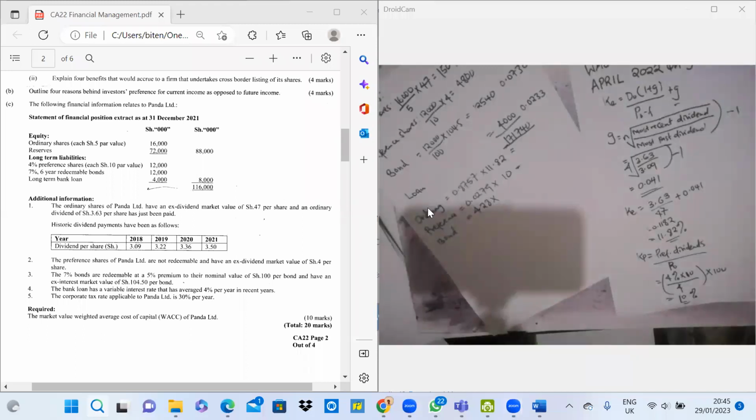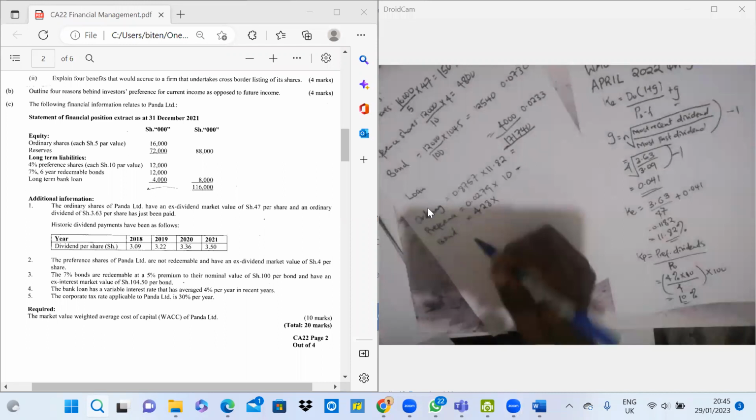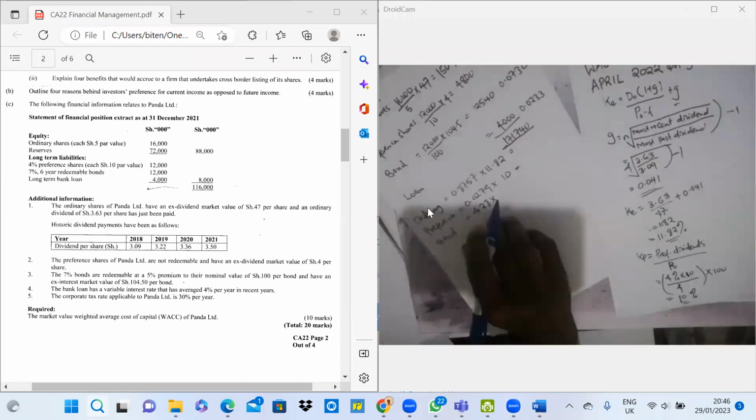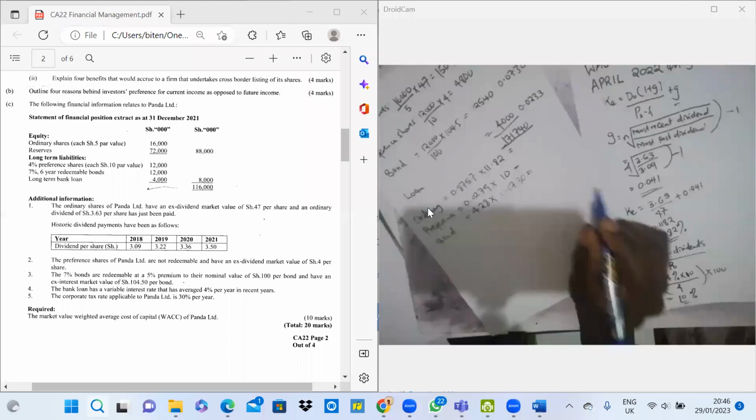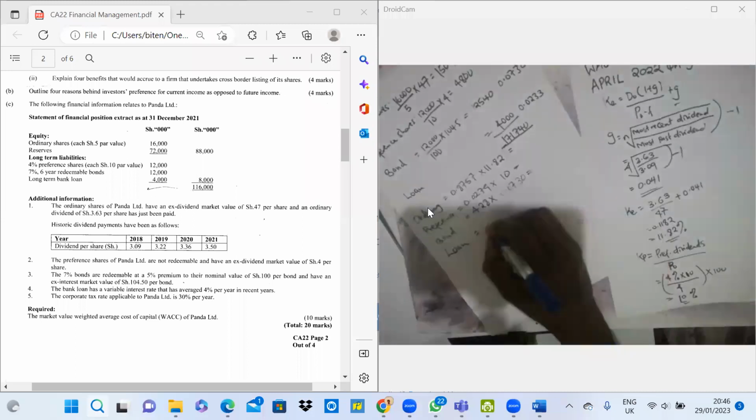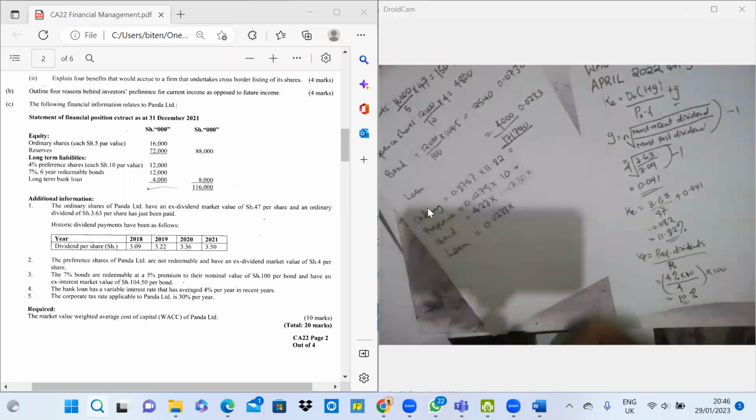So let's continue. Now we say the bond. The weight of bond is 0.0730. And then we have the loan. The weight of loan is 0.0233. Then we multiply by the cost of bond, which we got 2.8.